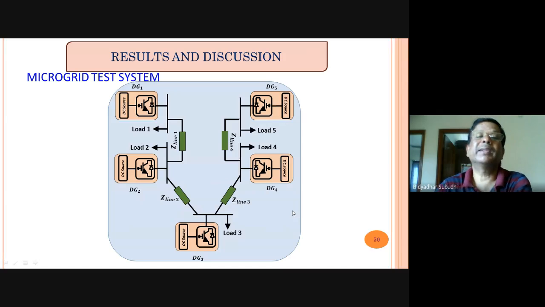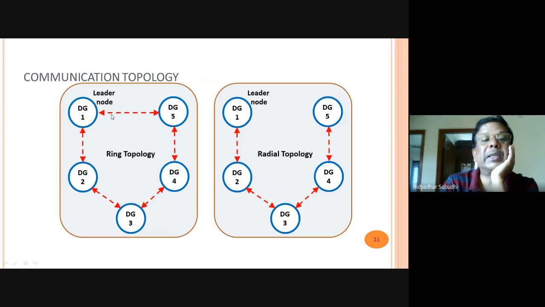Now we implement this in a microgrid, and we consider 5 distributed generating sources, and we consider 5 loads, and we have the transmission lines, line 1, line 2, line 3, line 4, and then we put a communication topology, either a ring topology or a radial topology with these kinds of communications like DG1, DG2, DG3, DG4, DG5, and one of them we consider as a leader and the rest could be followers. And similarly in a radial topology, this is the configuration.